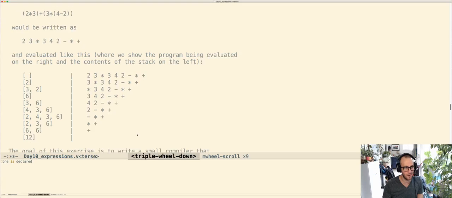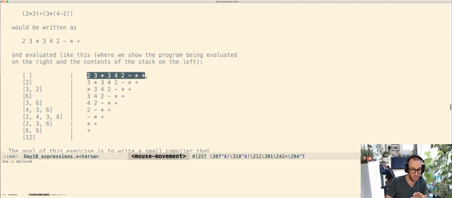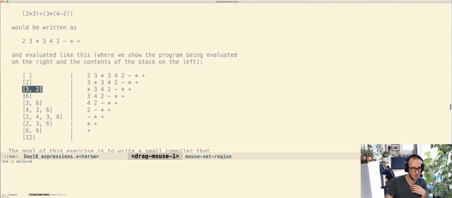So here's a diagram. On the right, we have the program being evaluated, and the contents of the stack we have on the left. Here's the program, and we're going to evaluate what's on the stack from left to right. What we did first is we pushed the 2 on. Then we pushed the 3 on. And then the multiply says, okay, take the two top things on my stack and multiply them. Here we don't totally get to see which order it's happening in, but it doesn't matter because times is commutative.